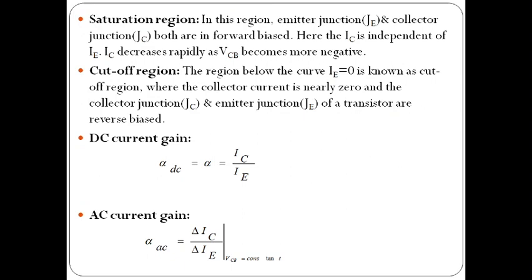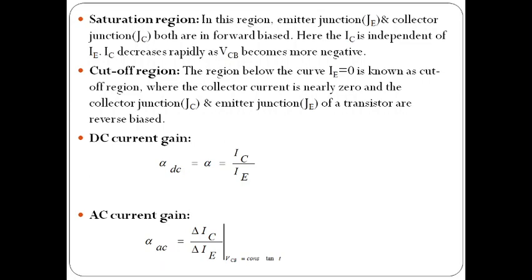Saturation region. We know in this region the emitter junction and collector junction are both forward biased. Here the collector current is independent of the emitter current, and IC decreases rapidly as VCB becomes more negative. The collector current decreases rapidly as the collector-to-base voltage becomes more negative.